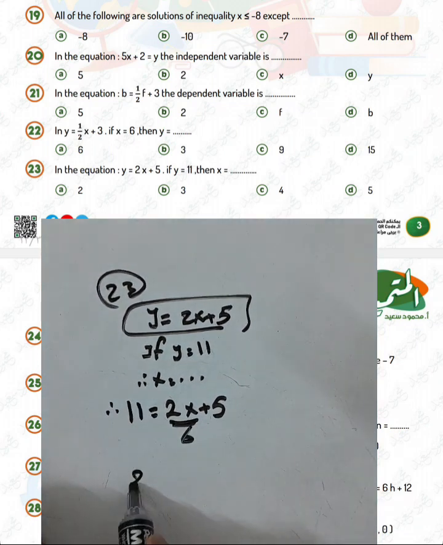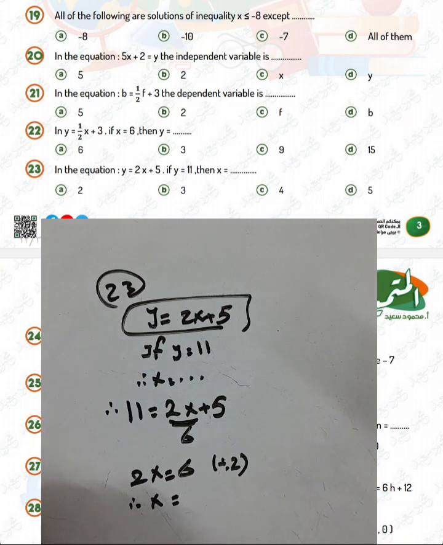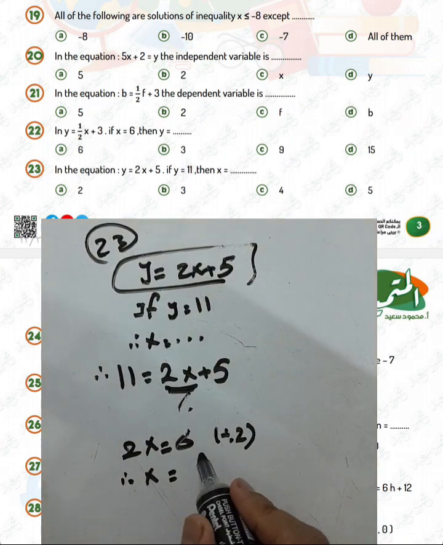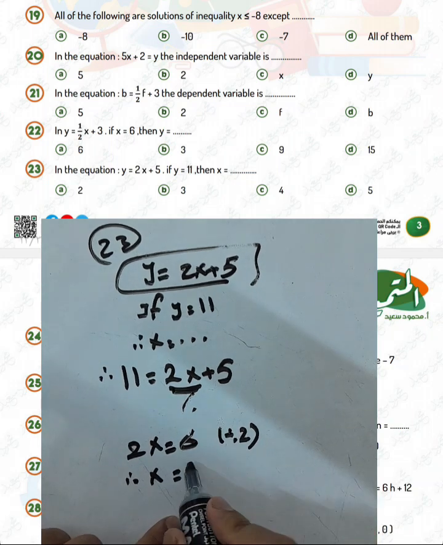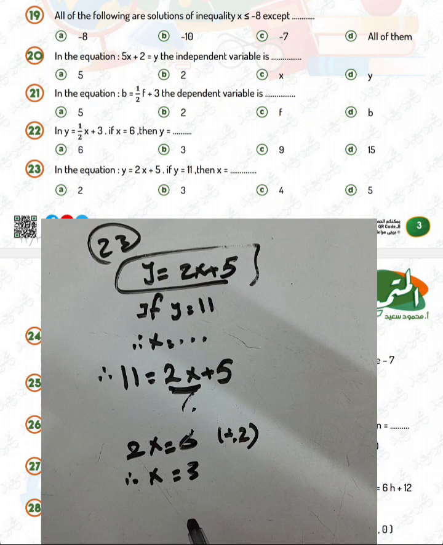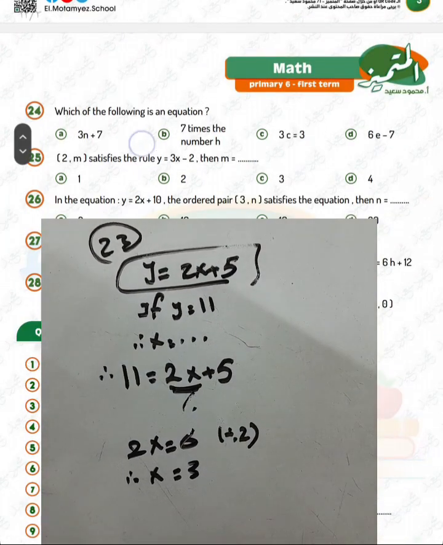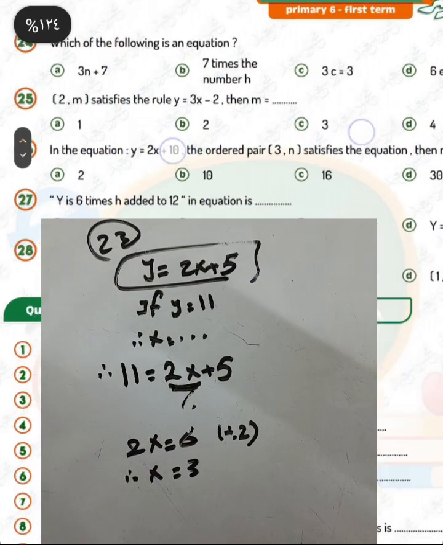Then 2x will be equal to 6. Divided by 2, then x will be equal to 6 divided by 2, which equals 3. Okay, then x will be 3. Choose letter B for question 23. Question 24.